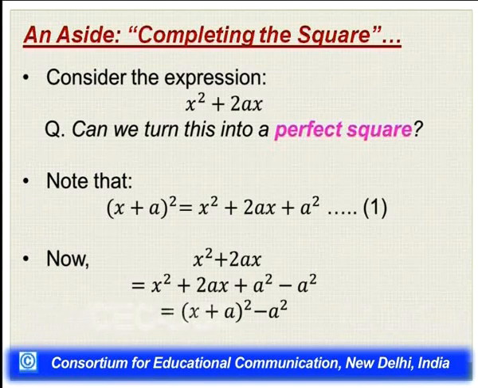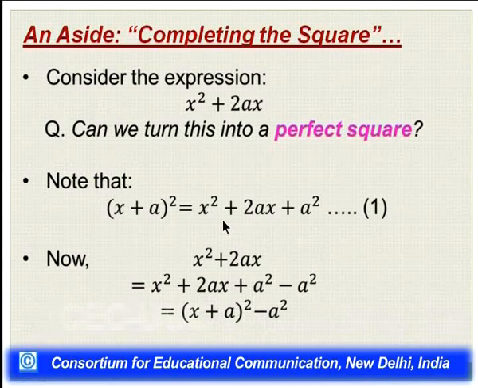This process of completing the square is used for expressions of the form, please take a look at this slide, x squared plus 2ax. The question now is, if we have an expression which looks like x squared plus 2ax, can we turn this into a perfect square? We all know that (x plus a) the whole squared is equal to x squared plus 2ax plus a squared.